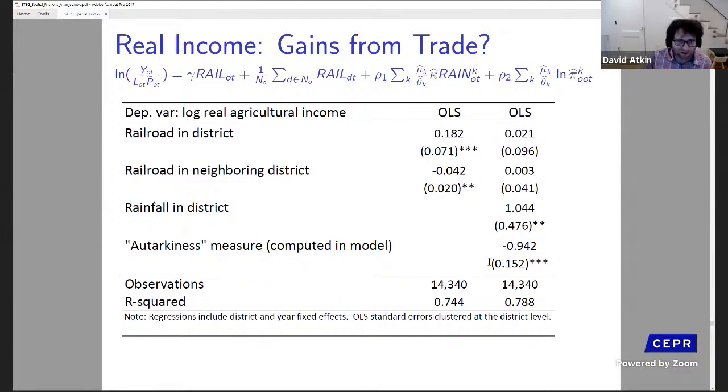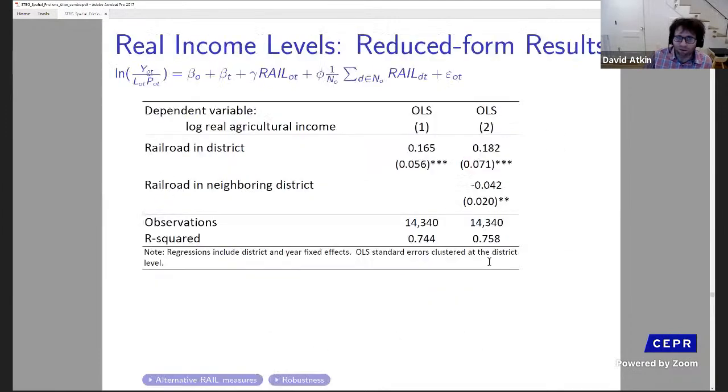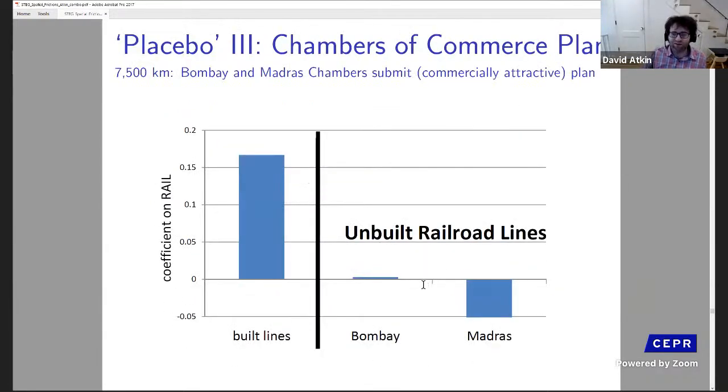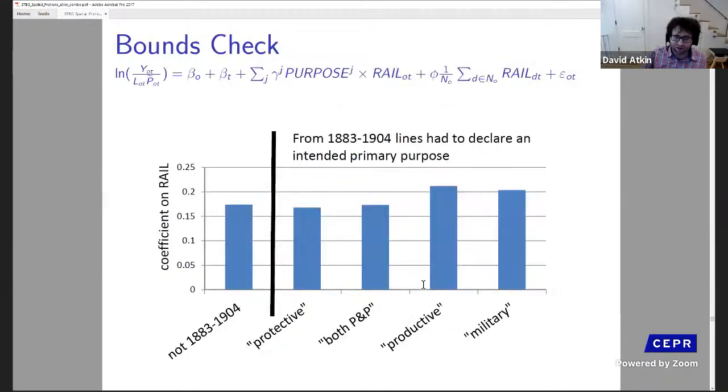And the final thing, you can read the slides or read the paper, is there's a whole bunch of placebo checks that are very compelling, involving lines that weren't built but were planned, and we don't find effects on those. Instrumental variables using rainfall, which predicted the famine, and the Famine Commission built railway lines afterwards in response to the famine, as well as bounds using lines which were labeled as commercial, military, or redistributive, which should have very different biases, but we find similar effects in all those cases.